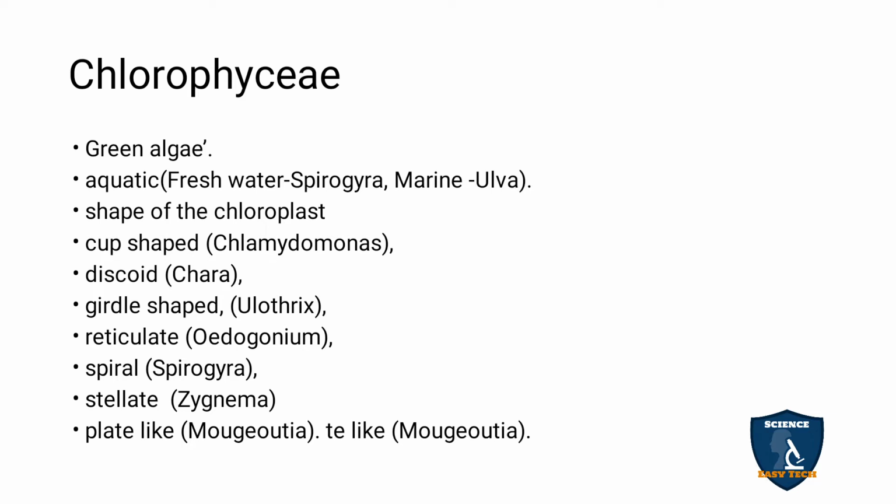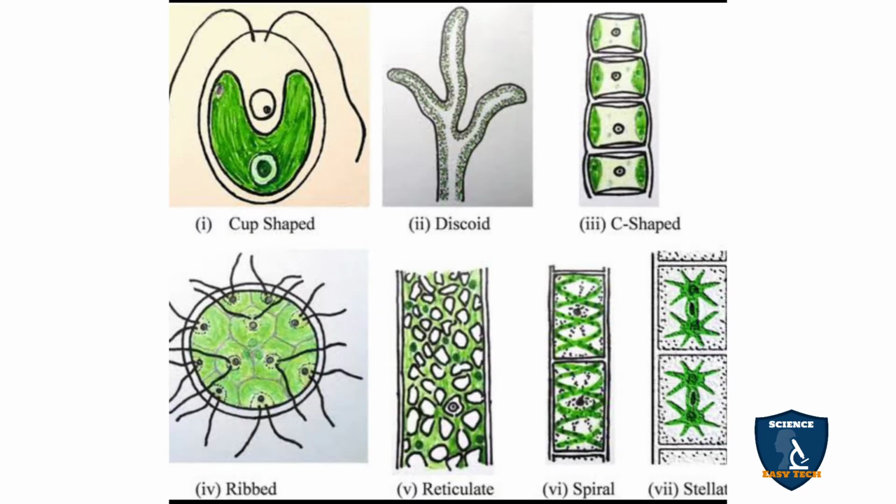The habitat of Chlorophyceae is aquatic. Freshwater is Spirogyra and marine is Ulva. Marine means salty water, Ulva. The shape of the chloroplast is cup-shaped. You can see the cup-shaped chloroplast in Chlamydomonas. This is the cup-shaped chloroplast.